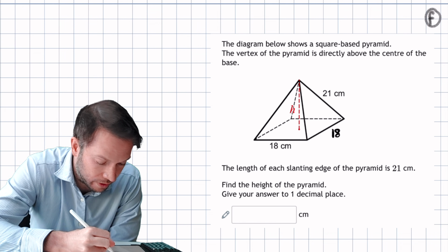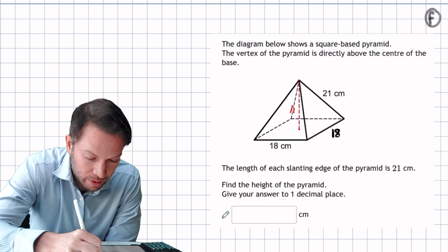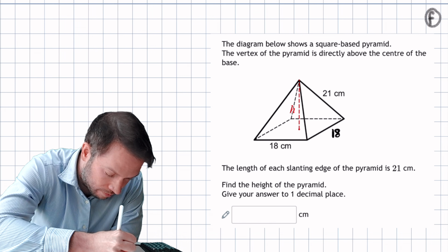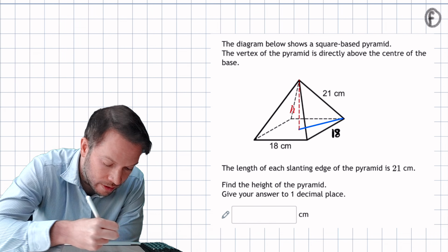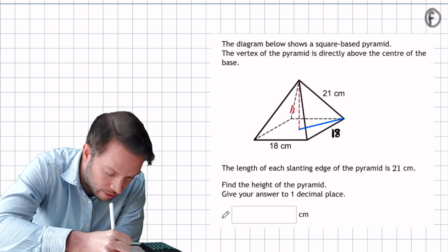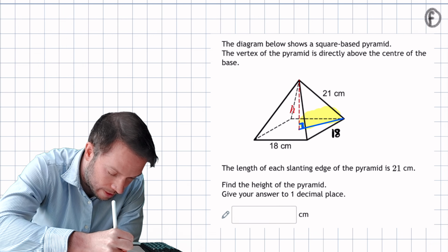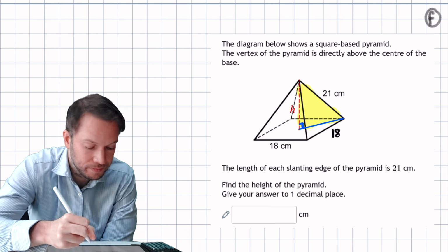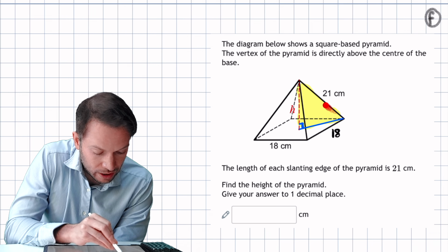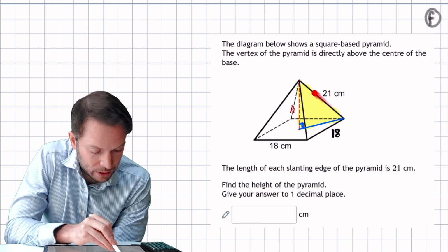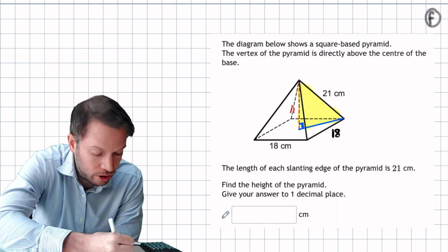Well, we're trying to find this vertical height. What we could do is if we were to add a length like this, going diagonally like that, then can you see that this is a right angle triangle here? Now, we know one of the lengths, the hypotenuse, the longest length of this right angle triangle is 21, and the h is what we're trying to work out, but we don't know that blue length.